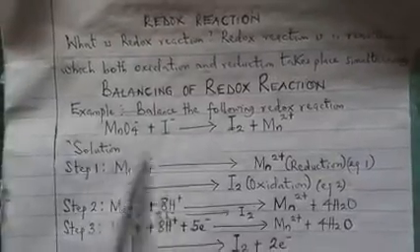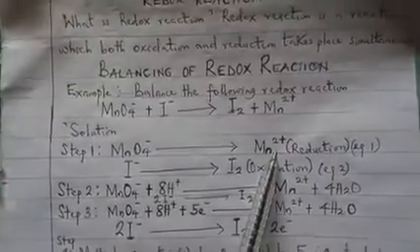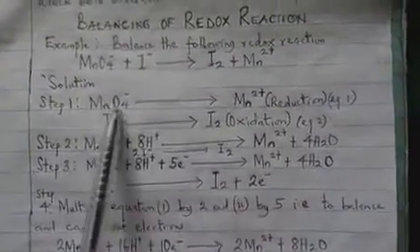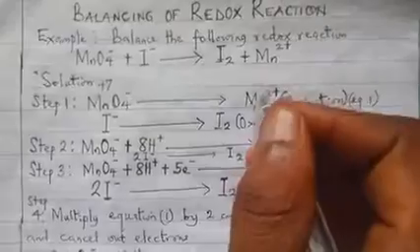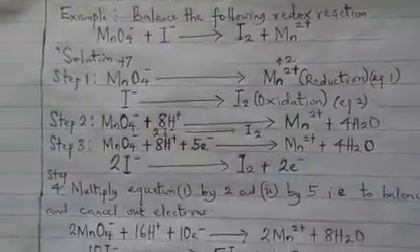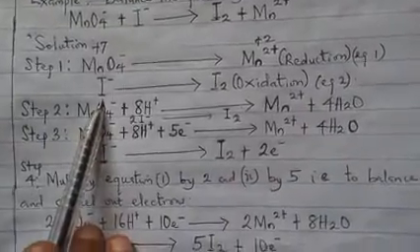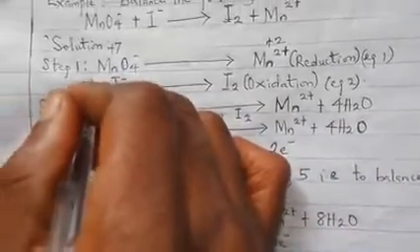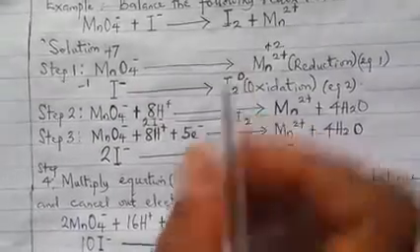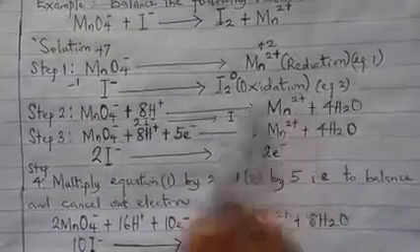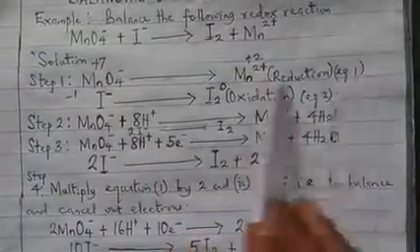Look at step 1. This MnO4 will match with Mn2 plus. Why is this reduction? When you find the oxidation number of manganese here, you will see it is from plus 7 to plus 2. That is why it is reduction. When you look at this iodide ion, this one is from minus 1, because this minus sign is minus 1, to 0, an element in its free state. That means oxidation is minus 1 to 0, an increase, while plus 7 to plus 2 is reduction, a decrease.